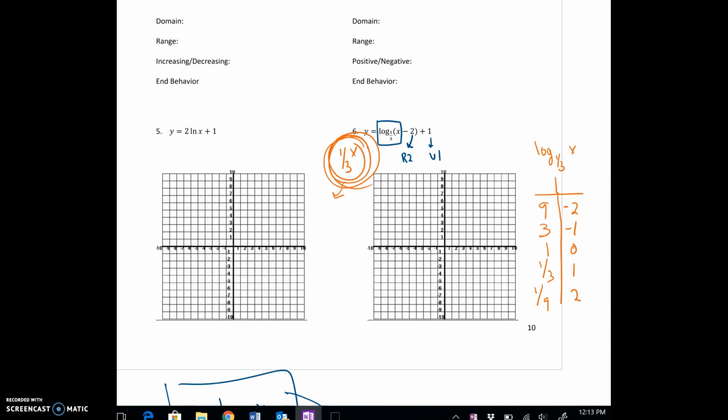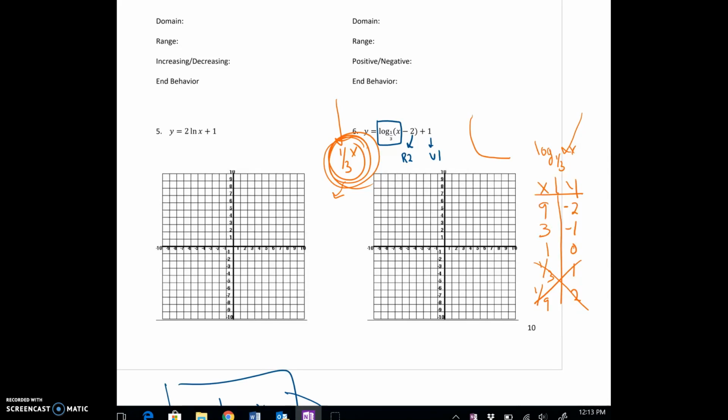Again, sometimes I need to make a new y column. I don't here because I don't have a stretch or compress. I'm not going to graph the fraction ones. Before I graph them, I do want to think and realize that this is decay because this base in either situation is less than 1. So I should just be seeing the same shape.